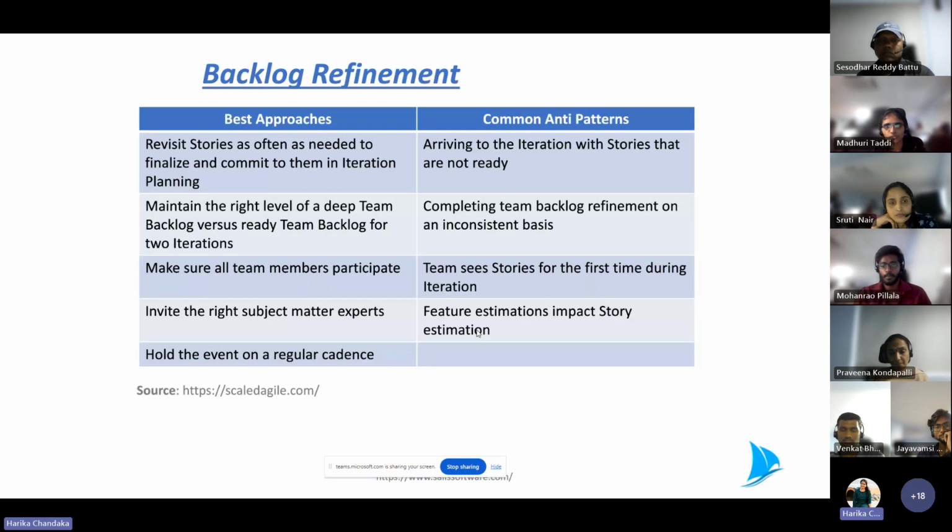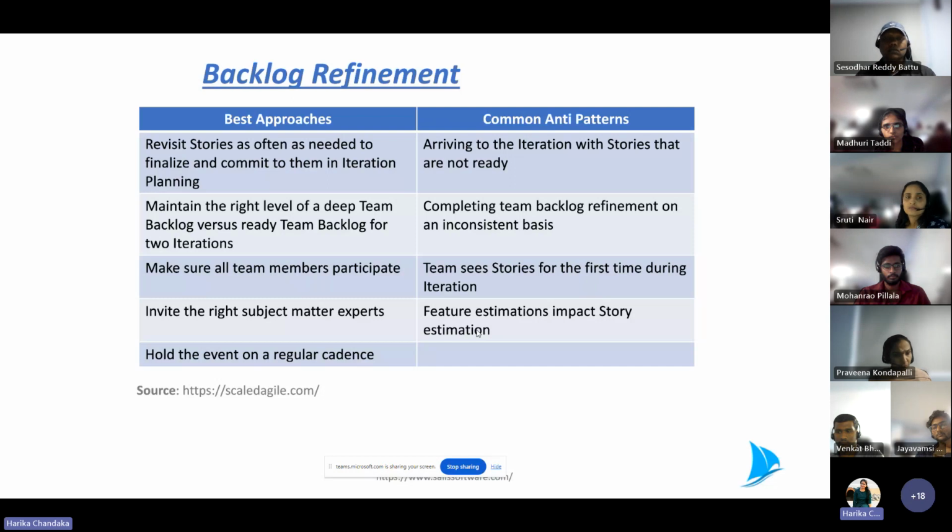Invite the right subject matter experts. The system architects or the functional owners we should have in place for the backlog refinement call to define the value, and if we are estimating wrong, they are always there to correct us. Hold the event on a regular cadence. It's always advisable to have all these calls in place for the next two to three quarters and not miss them, because these typically have a goal toward a quarter or a year of product. So it's better not to miss these calls.